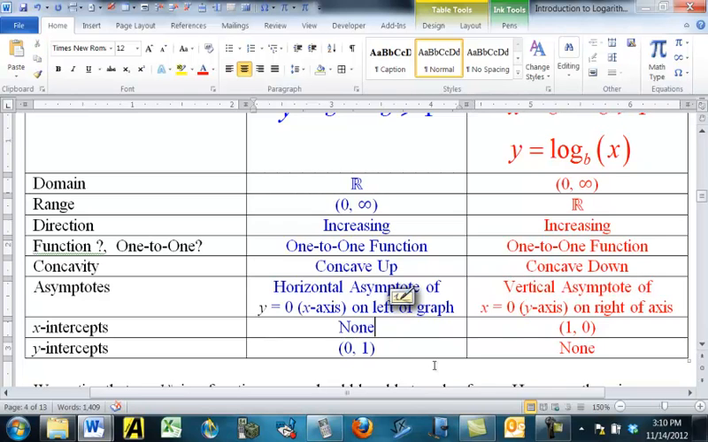Notice that the blue one does not cross the x-axis, does not cross its asymptote, and so it has no x-intercept, but it does have a y-intercept of (0, 1). Well, when you reverse that, (0, 1) becomes (1, 0), so that becomes an x-intercept, but now the red one doesn't have a y-intercept. It doesn't cross the y-axis.